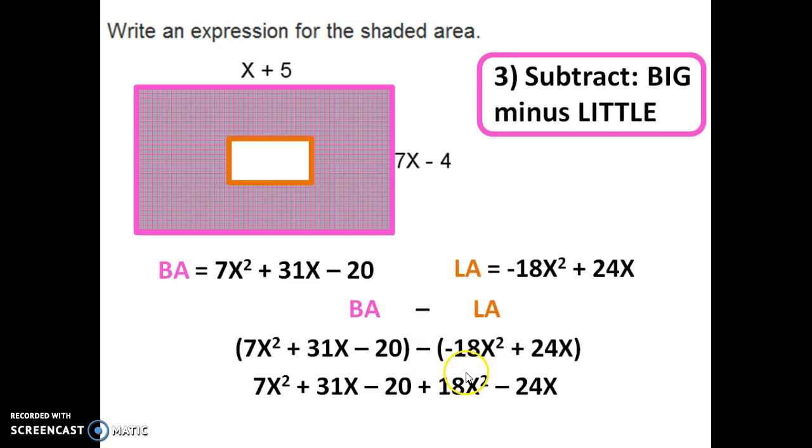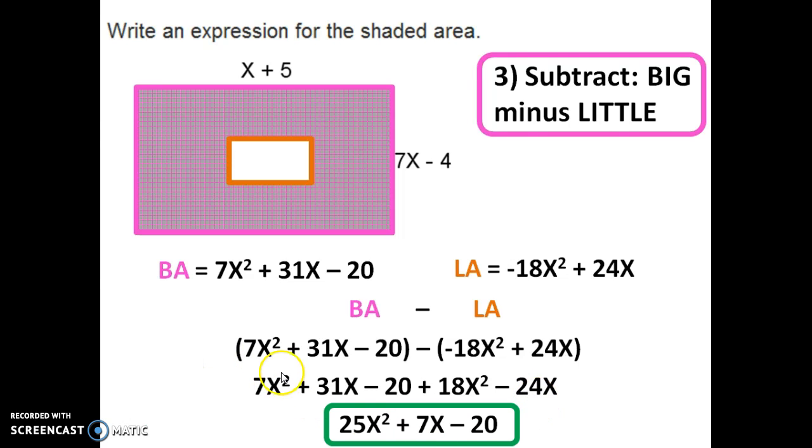Notice that we have negative times a negative 18x squared, and a negative times a negative gets us this positive, so plus 18x squared. And then negative times a positive gets us a negative, so we're going to subtract 24x. Then we can work with our like terms here, so 7x squared plus 18x squared is 25x squared. 31x minus 24x is our 7x, and then this negative 20, that's by itself, it has nothing to combine with, so we're just going to bring it down right here. So that is how we find the area, an expression for the shaded area of a figure.